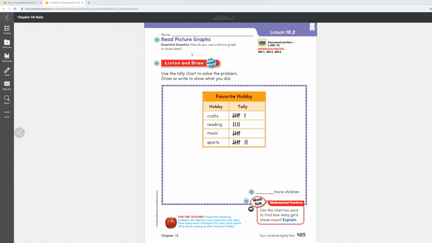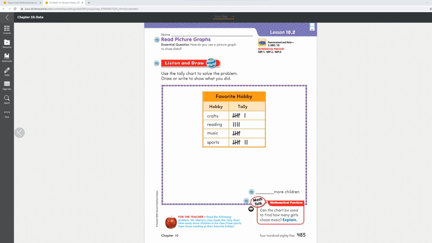So back to the essential question, how do you use a picture graph to show data? Well, you can use a picture graph to show the information, the data, using pictures. Like you can draw a picture of a chocolate ice cream and a picture of a vanilla ice cream, and that's how you can make a picture graph. So let's start with the first example. For this one, we're going to work on tally charts. So use the tally chart to solve the problem, and then draw or write to show what you did.